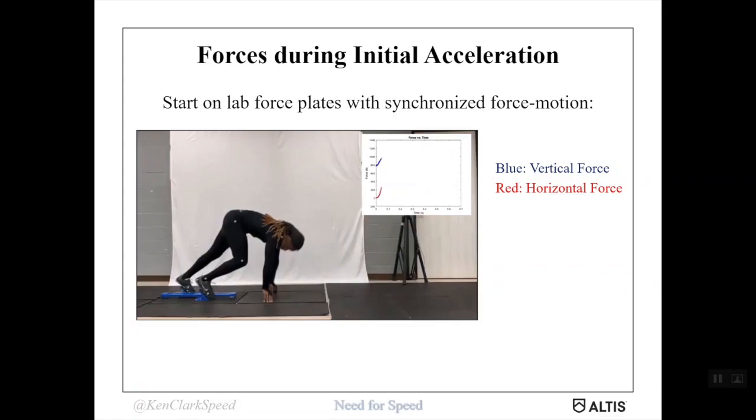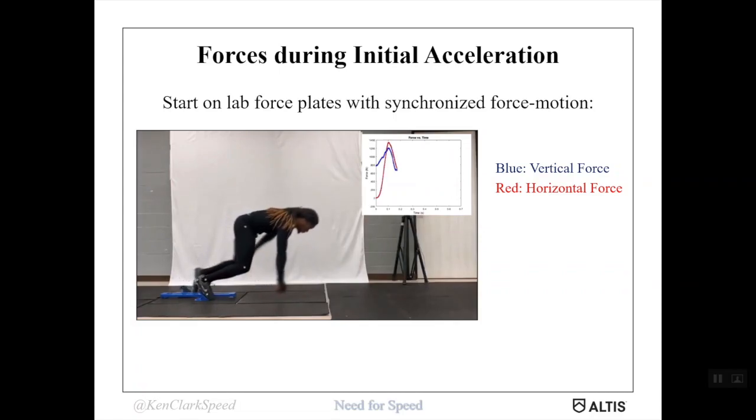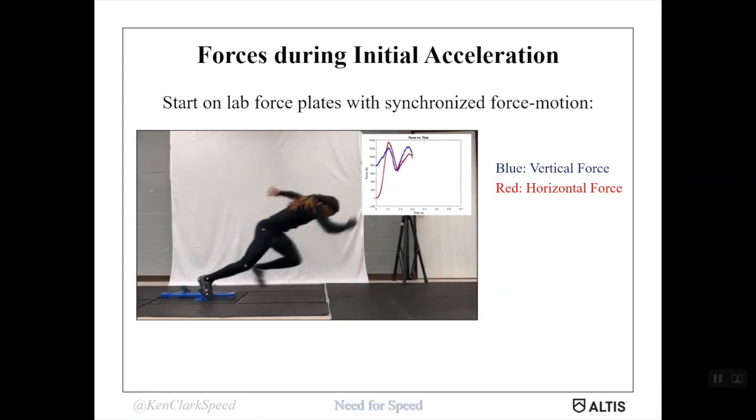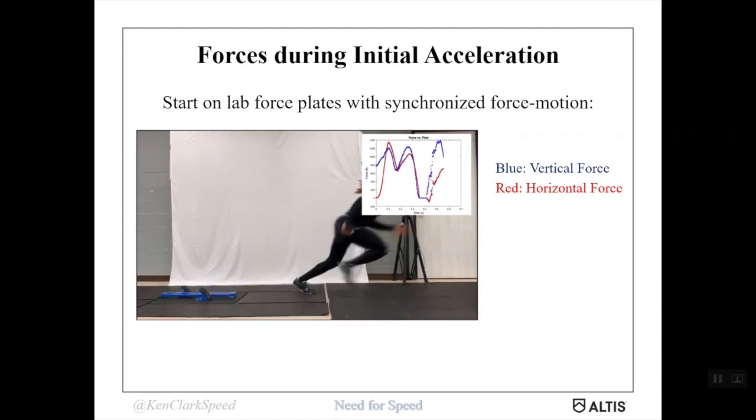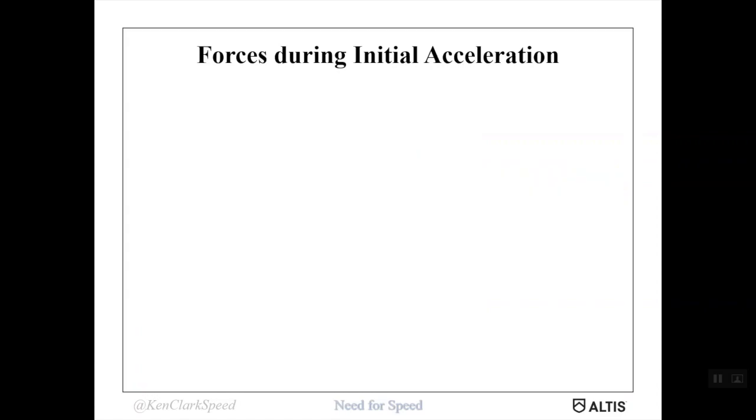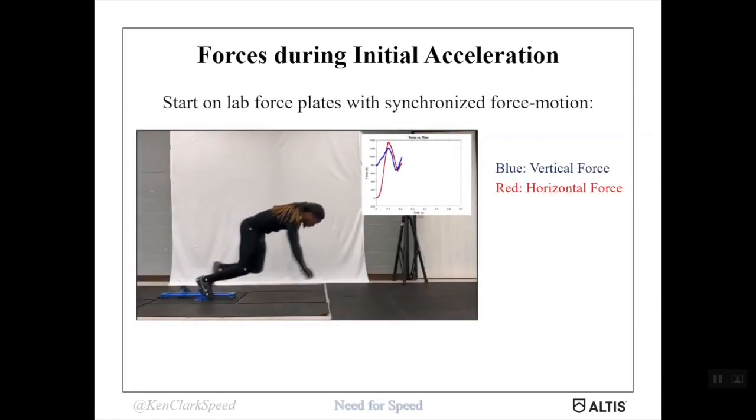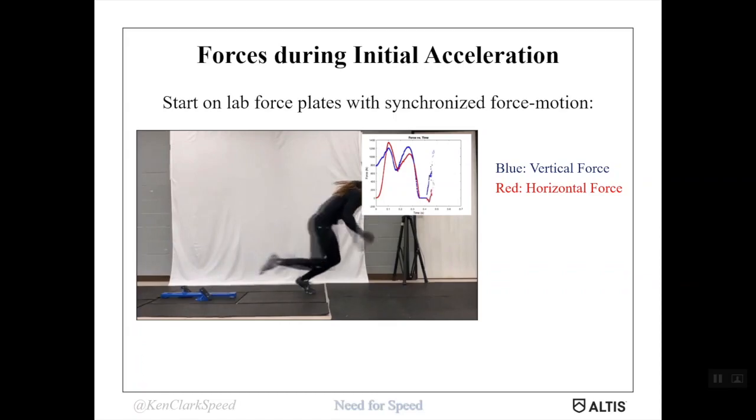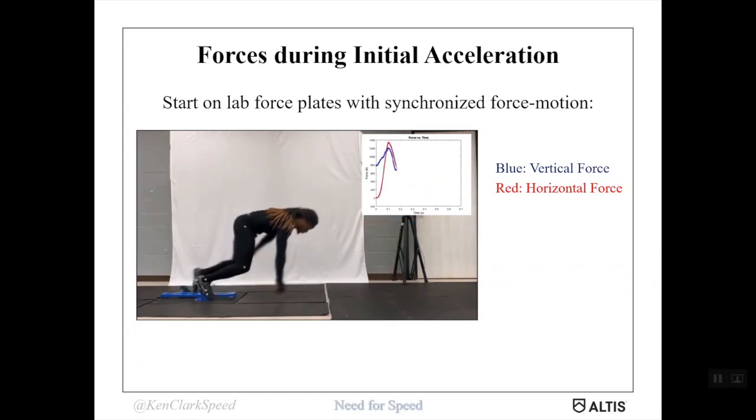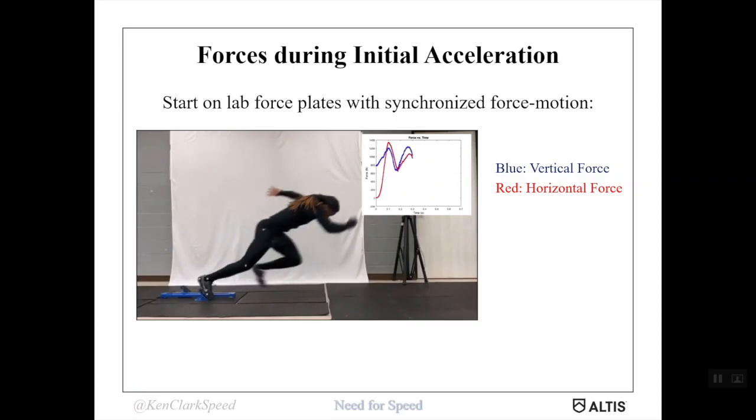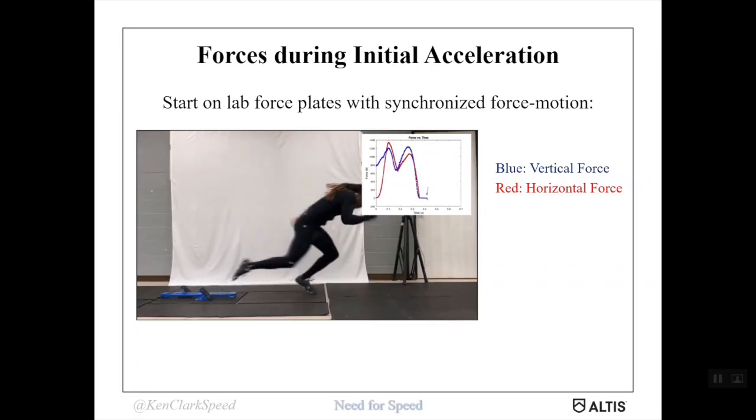What's interesting, if we look at just the forces from the very first block clearance step, is that the vertical and the horizontal forces are essentially equivalent. In other words, the forces that are applied to project the runner's center of mass out at approximately a 45-degree angle require balanced levels of vertical and horizontal forces.